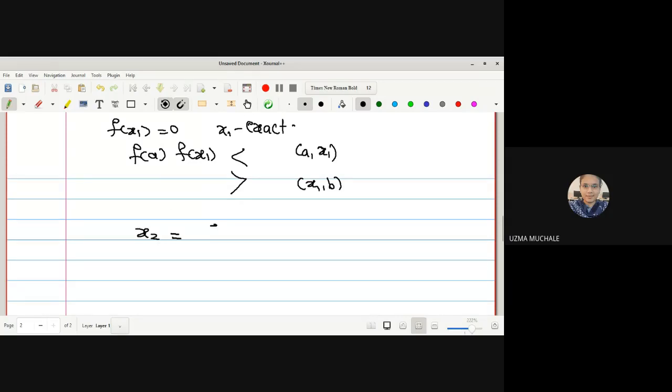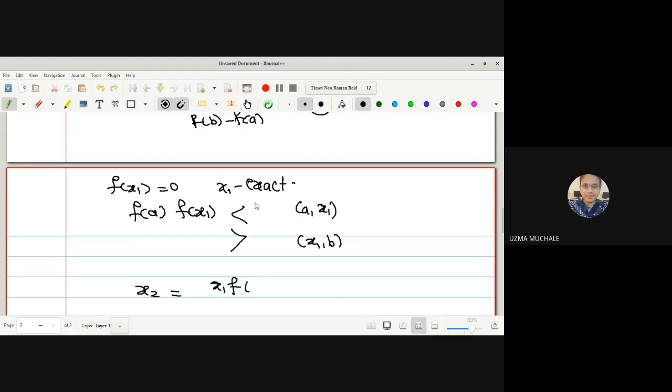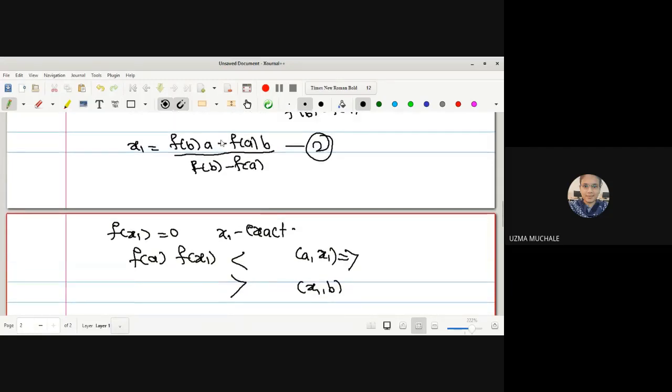Instead of a, it will be x1, f of b. Depending on that condition, we can rename these and change the values of a and b, just like the thing we have done for our bisection method. Suppose for x1 we have found it with a naught and b naught. Next step, we can rename these as a1, b1.